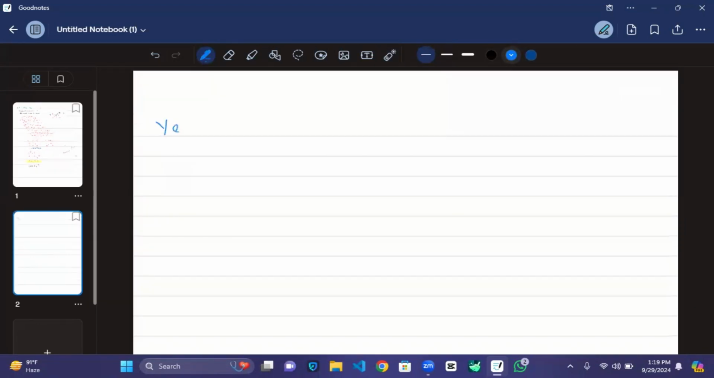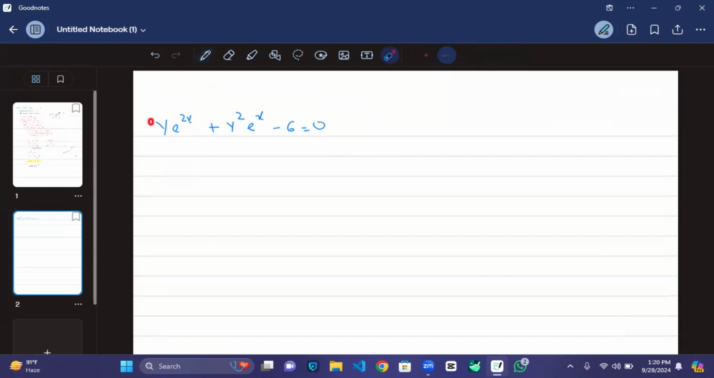y e to the power 2x plus y square e to the power x minus 6 is equal to 0. So this is the equation of the curve. Let me explain to you the basic rule of differentiation.